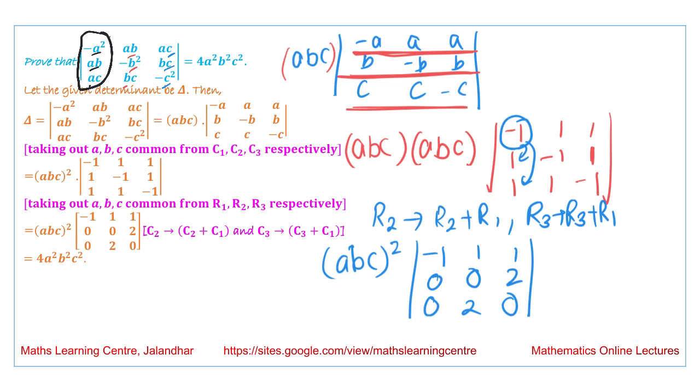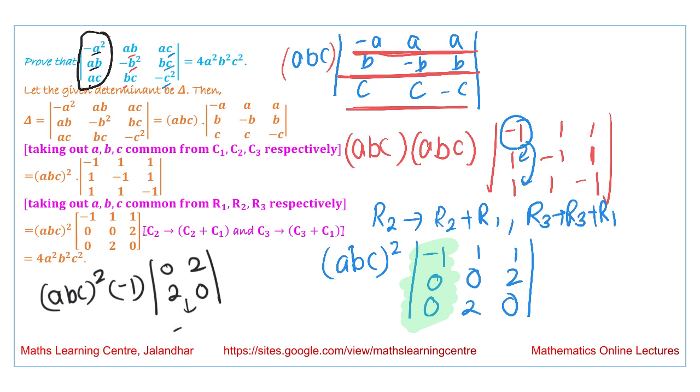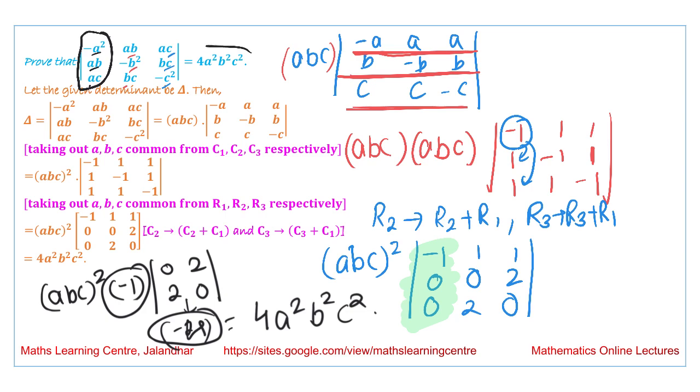So if we simplify this determinant along this first column, we obtain the answer in the form a b c whole square, and then we are having minus 1 into determinant of 0 2 2 0, and determinant of this value comes out to be minus 4. So the final answer we obtain is minus 4 into minus 1, it is 4 a square b square c square, and this is what we have to prove.